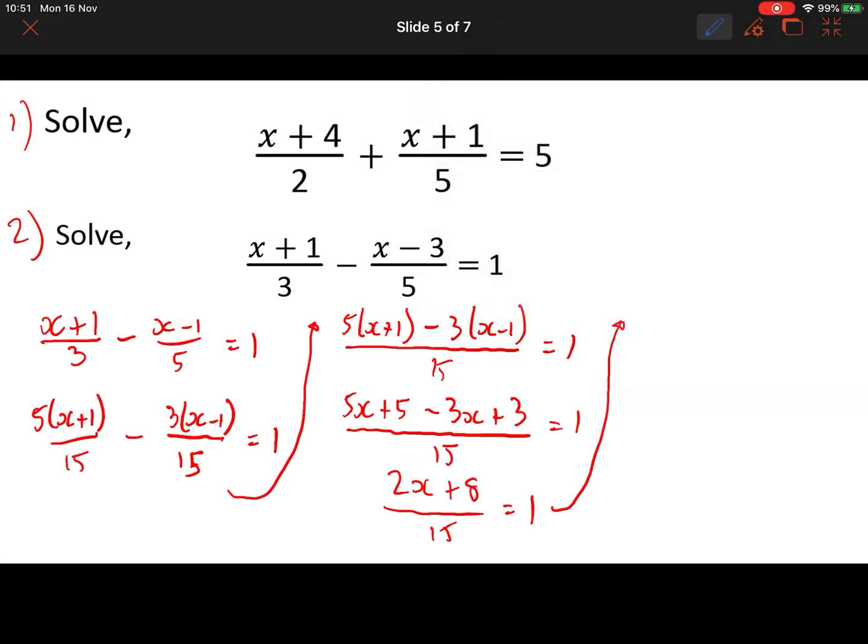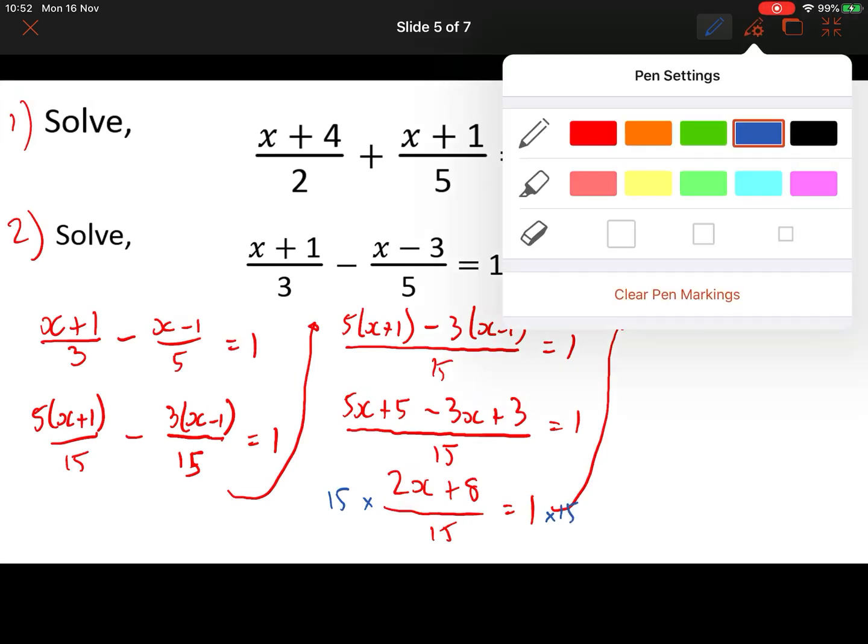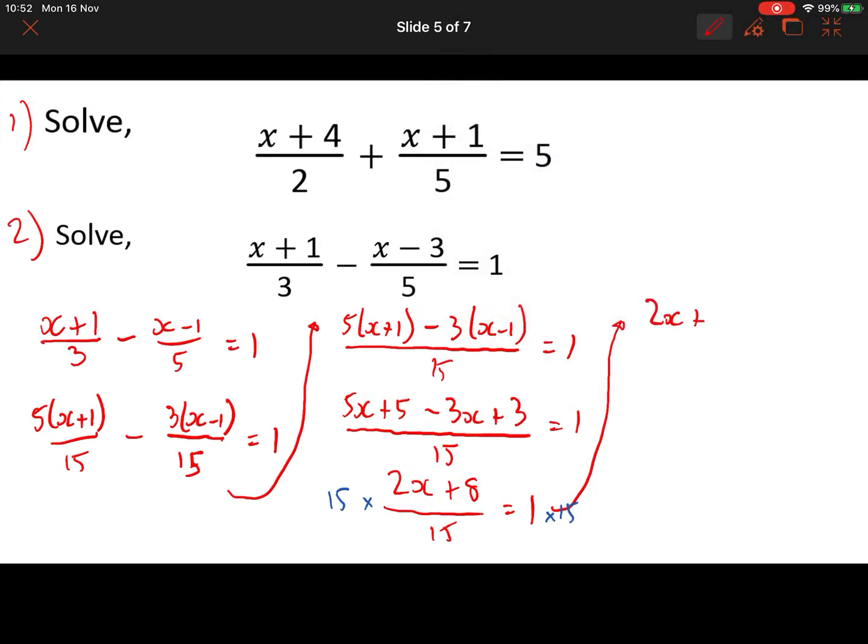Now we're in a position to be able to solve the equation, because I've got one fraction on the left-hand side, no longer have two fractions on the left-hand side. So times by 15 on both sides. I get 2x plus 8 equals 15. Subtract 8 from both sides. 2x equals 7. And now divide by 2 on both sides. So x is equal to 7 over 2.